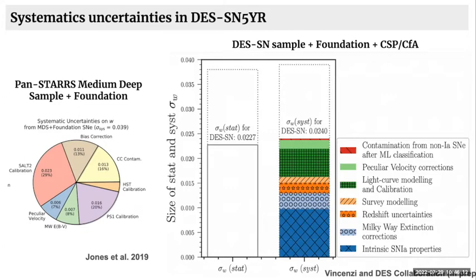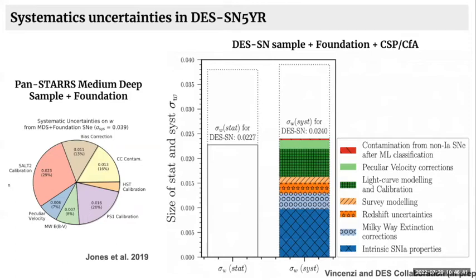First of all, when we implement these machine learning classifiers that I was mentioning earlier, and we implement these different ways of simulating contamination, we see that the contribution of core collapse contamination to the systematic uncertainties is incredibly small. That's the very thin red slice in my systematic uncertainty vertical bar.